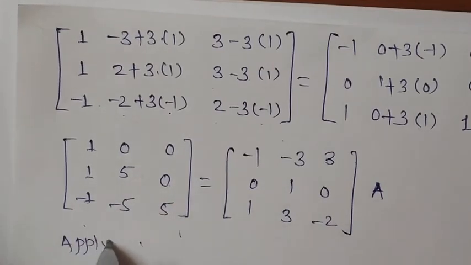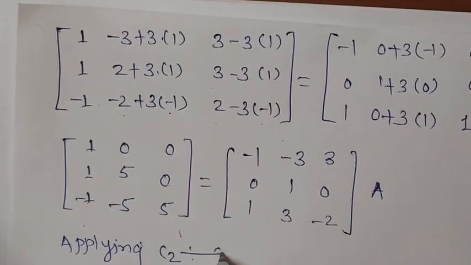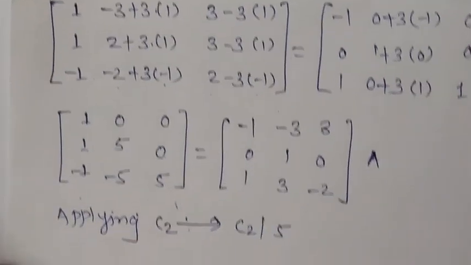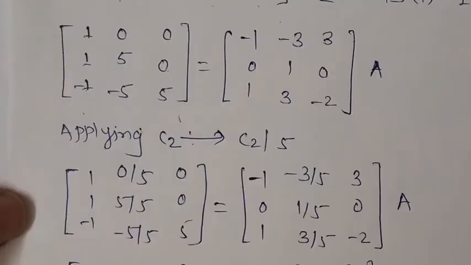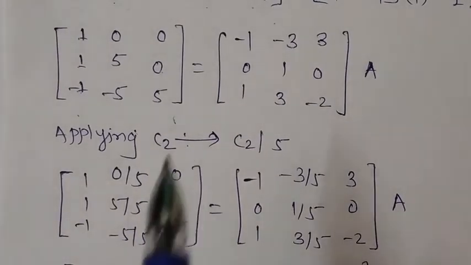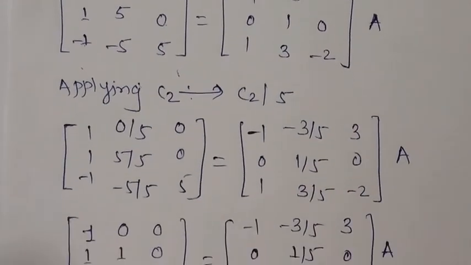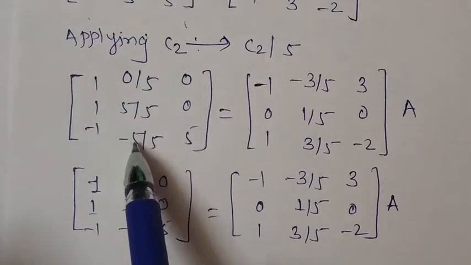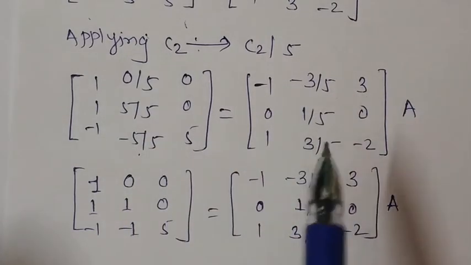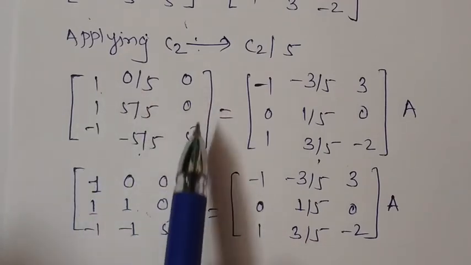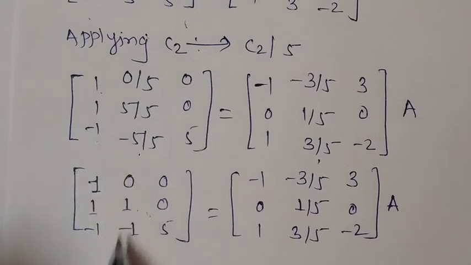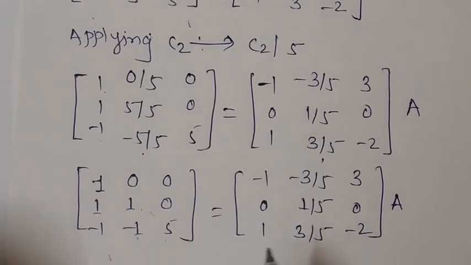So we have to apply C2 divided by 5, then divided by 5, and minus 5 by 5, and the same again on the right side also. So when we apply C2 by 5, it is possible: the second column divided by 5, and here the same, second column divided by 5. Then we get the answer: 1, 0 by 5 is 0, 0, 1, 5 by 5 is 1. And the third step is minus 1, 5 by 5 is 1, minus 1, and it is 5.